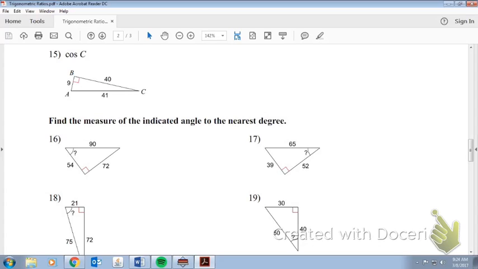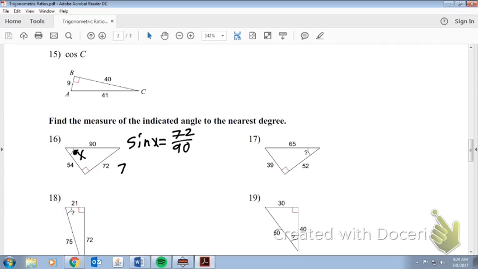So back to the worksheet. We're going to look at number 16 here. We have this angle right here, and I'm going to erase the question mark and call it x just because I want to, frankly. And so what we need to do is find x. So what do we know about x? Well, we know that its sine is going to be opposite over the hypotenuse, 72 over 90.